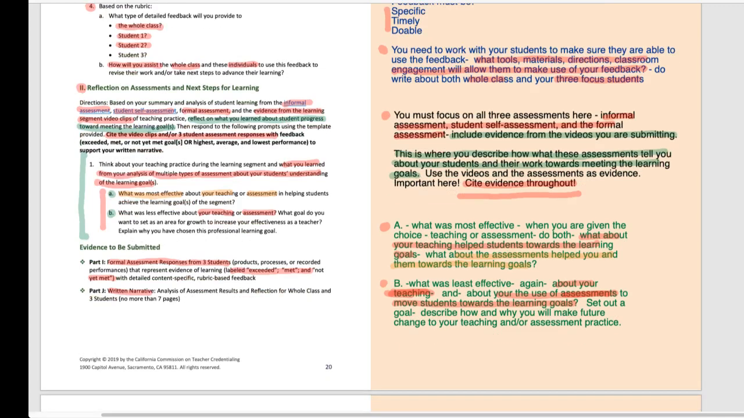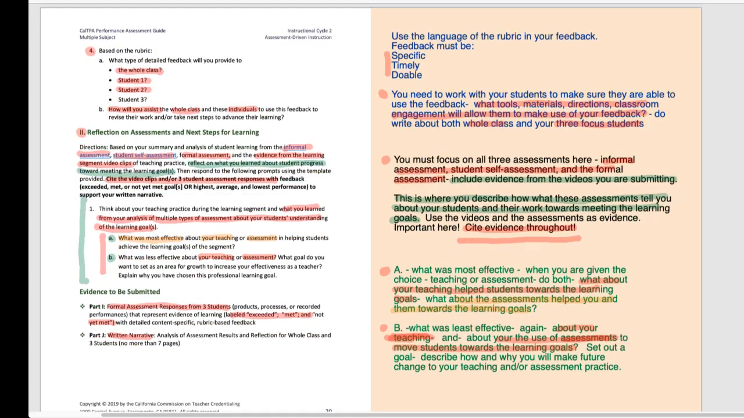I hope this has been helpful. If I have any last words for part 3, it's about critical consideration of your teaching using first, part 1, the formal assessments, part 2, critical consideration of your teaching using all the assessment types and videos for part 2 of this step 3, and then in both parts, citing evidence, citing evidence, citing evidence.